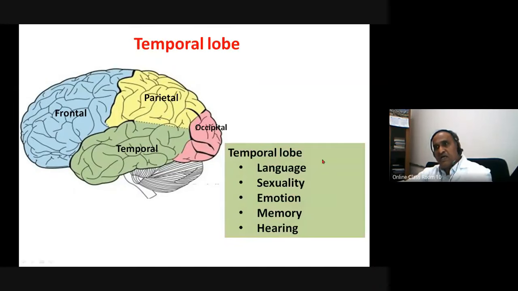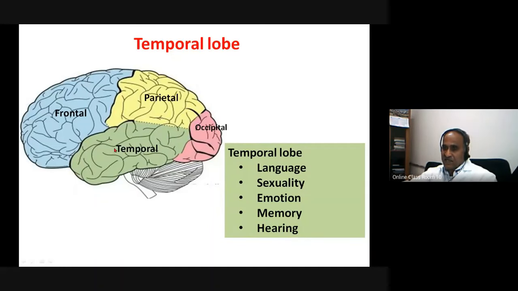Then comes the temporal lobe. This is the temporal lobe. The temporal lobe hosts two or more important structures. One, it holds the sensory component of language or speech. Wernicke's area, somewhere here is the Wernicke's area. And it holds an important sensory modality, that is the auditory area, hearing.